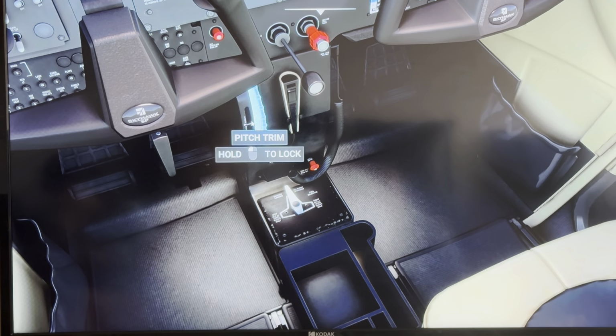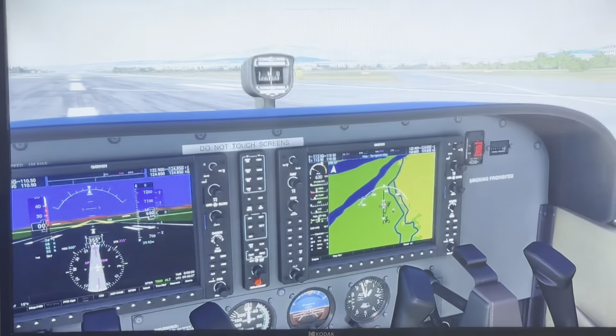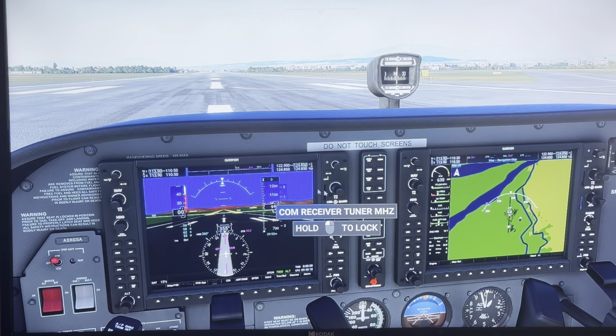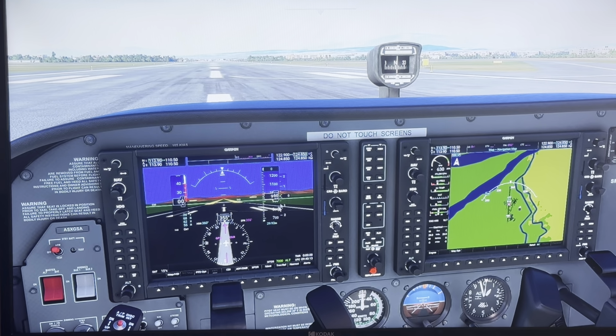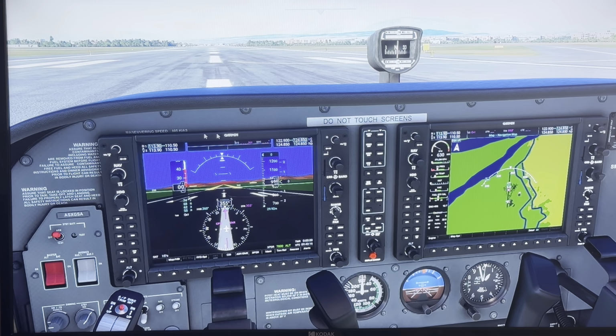Then this is the trim wheel, which is basically used to trim your horizontal stabilizer or the elevator of the aircraft. Other than that, this aircraft, the Cessna 172, has a glass cockpit. It has a Garmin 1000. This is the primary flight display, PFD, and this is a navigation display. The primary flight display shows basic instruments like the airspeed, the altimeter, the horizontal situation indicator and the attitude indicator. All this is clustered into one screen.